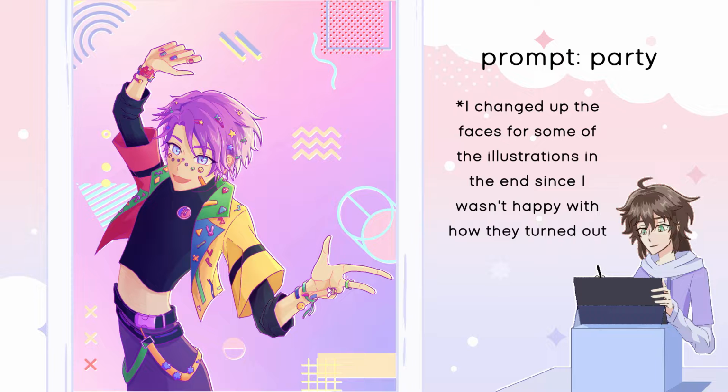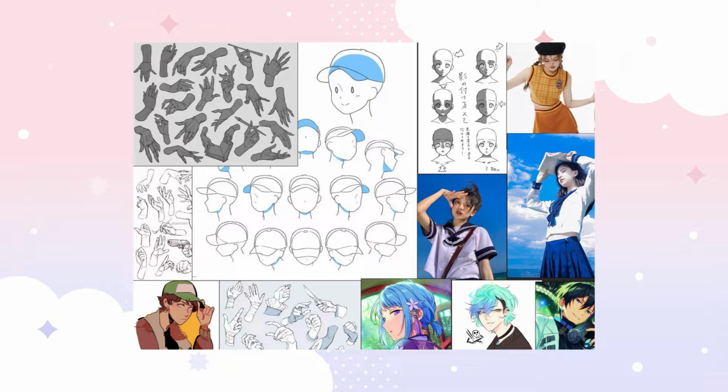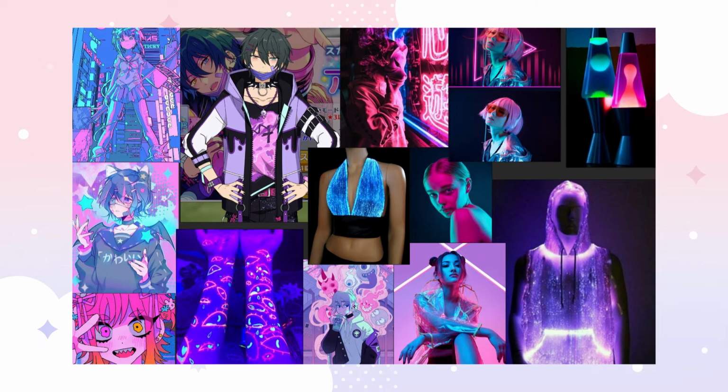Now let's move on to the second one, for which the prompt was glow. In the mood board I included some hand poses like I do most of the time, but then also a cap, which was something I wanted to include in the outfit. I also had these different pose references. Overall, glowing outfit pieces were also a big inspiration.